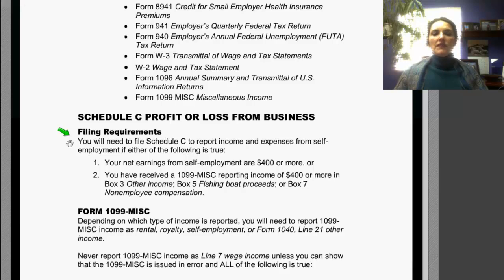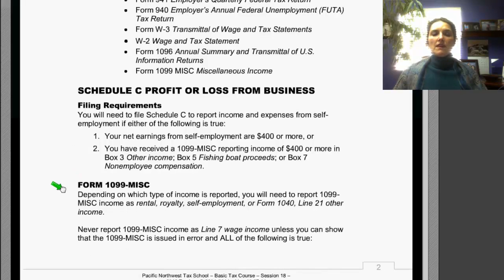You will need to file Schedule C to report income and expenses from self-employment if either of the following is true. Your net earnings from self-employment are $400 or more, or you have received a 1099 Miscellaneous reporting income of $400 or more in Box 3 Other Income, Box 5 Fishing Boat Proceeds, or Box 7 Non-Employee Compensation. Form 1099 Miscellaneous is the first aspect of self-employment that we're going to look at today.